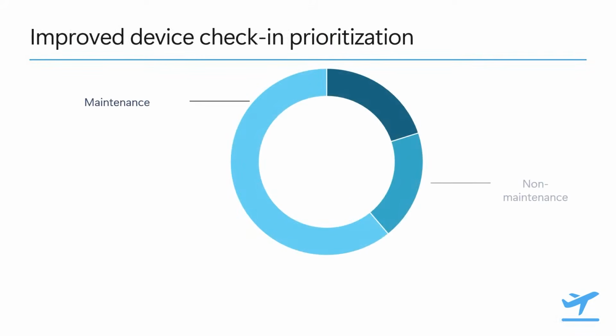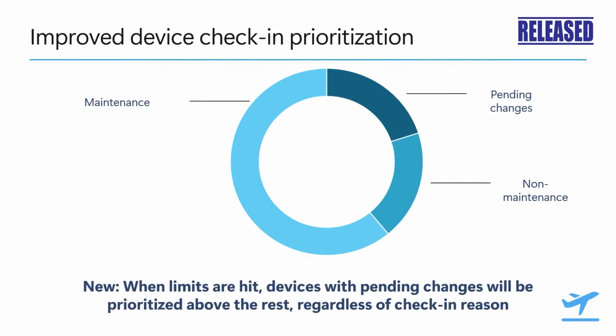So what we've done is we've introduced a new category to the prioritization algorithm for devices with pending changes. The principle that we do not artificially slow down any check-ins still applies. What has changed is, when device or organization limits are hit, we will make room for devices with pending changes, and those devices will jump to the front of the line. This represents a shift from client signal-only check-in prioritization to intelligent service-driven prioritization, and effectively means we'll never leave behind devices that need a check-in, even during peak times.